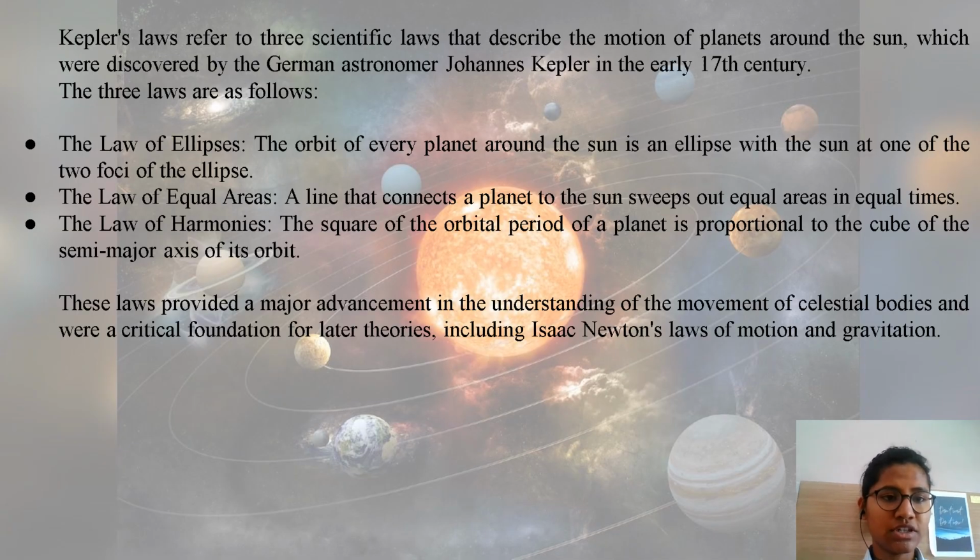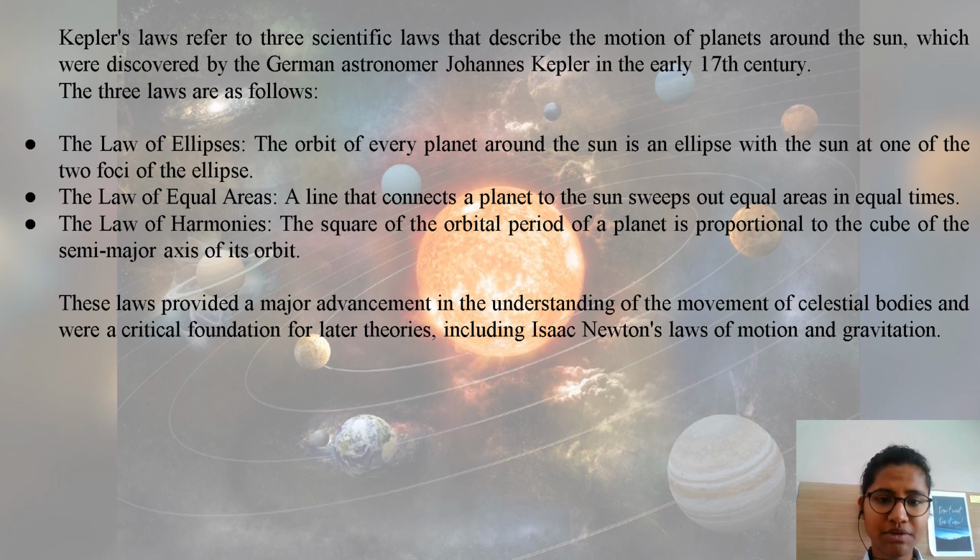So now we can see Kepler's laws. Kepler's laws refer to three scientific laws that describe the motion of planets around the Sun, which were discovered by the German astronomer Johannes Kepler in the early 17th century. The three laws are as follows. The first law, the law of ellipses.